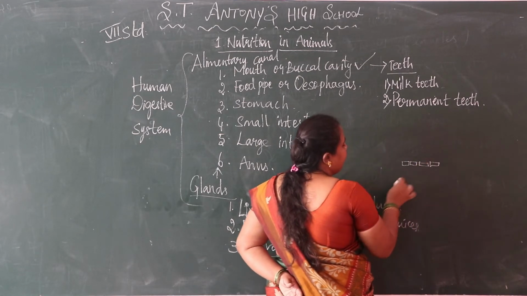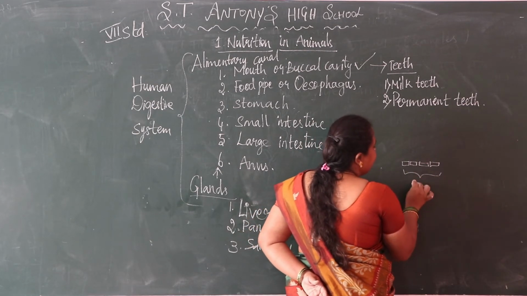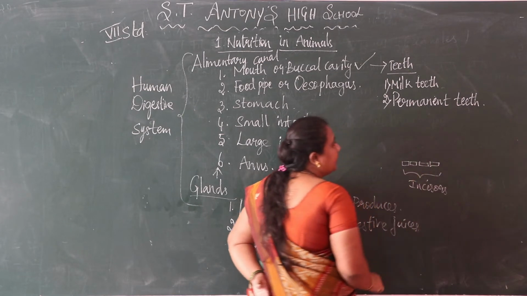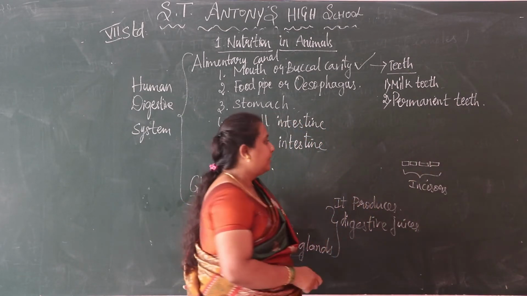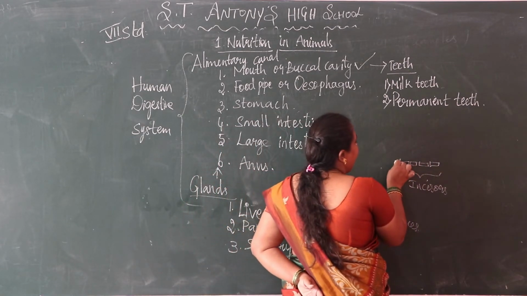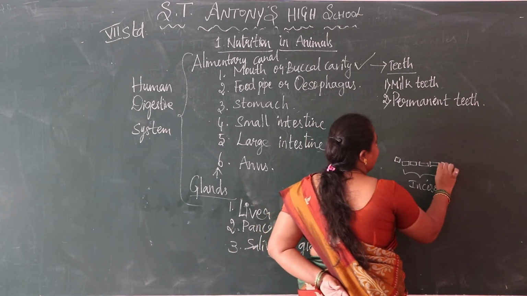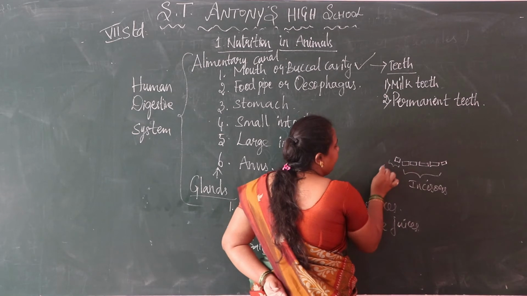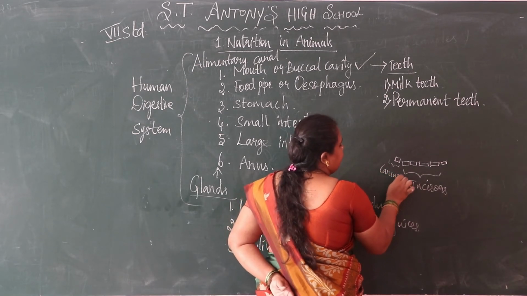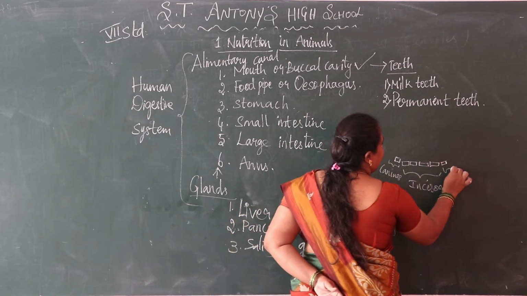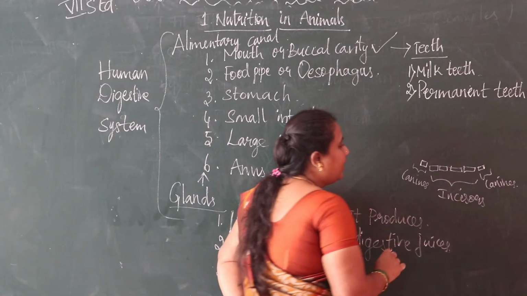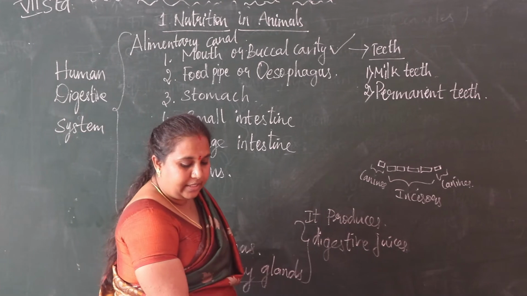The first four teeth we can say are the incisors. These are the types of permanent teeth. Then we have one tooth on this side and one tooth on this side. These we can say are the canines.